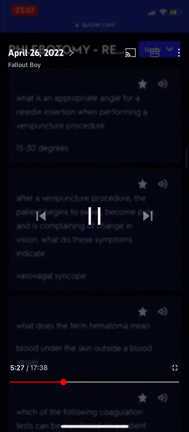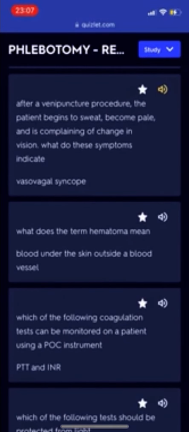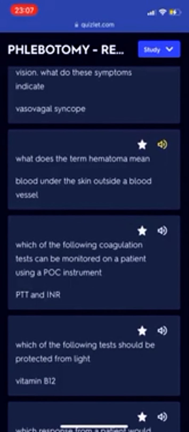What is an appropriate angle for a needle insertion when performing a venipuncture procedure? 15 to 30 degrees. After a venipuncture procedure, the patient begins to sweat, become pale, and is complaining of change in vision. What do these symptoms indicate? Vasovagal syncope. What does the term hematoma mean? Blood under the skin outside a blood vessel.